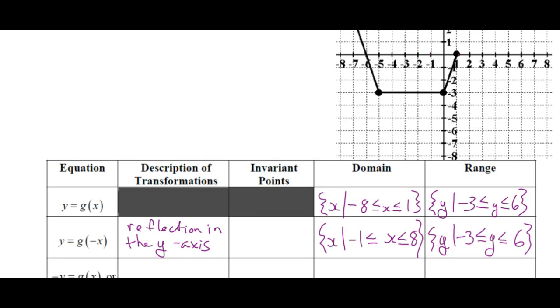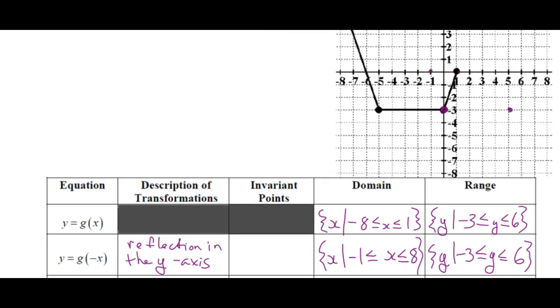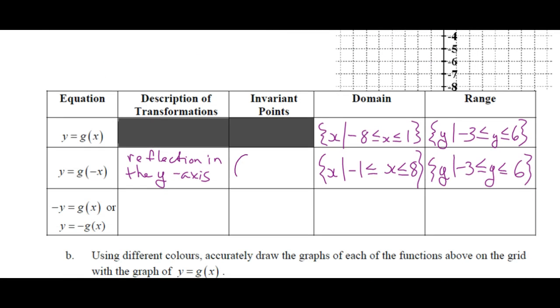Okay, invariant points. So which point will remain the same, or will any of them? So this point we know moves to here. This point goes to positive 5. This point went over to positive 8. Where does this point go? Stays the same. Oh, so if it stays the same, then it was not altered, and so what is the invariant point? 0, negative 3.